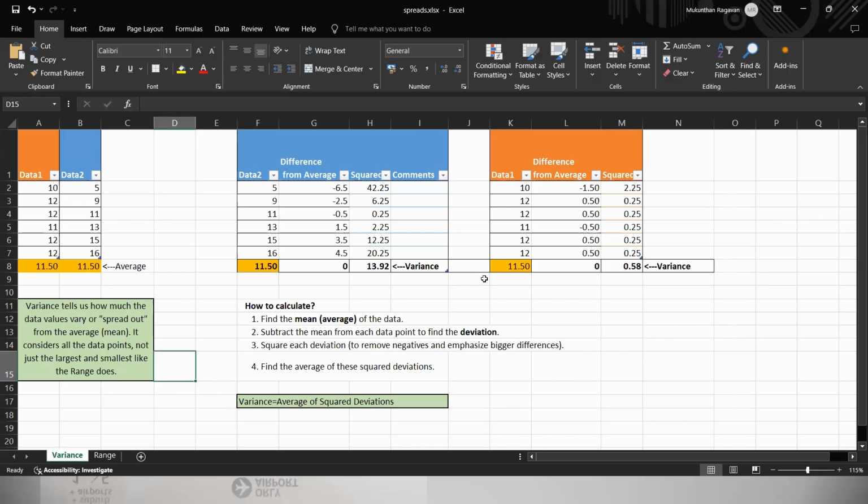For simplicity, I have already calculated the average for both datasets, which are 11.5 and 11.5 respectively. Since both datasets have the same average or same mean value, it does not mean that they have the same spread. How to find out the spread? Very simple. In this table you can see each value is subtracted from the mean value, so that you can understand how much it is deviating from the mean value.